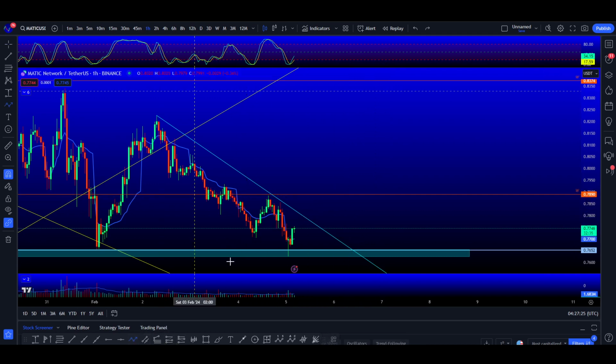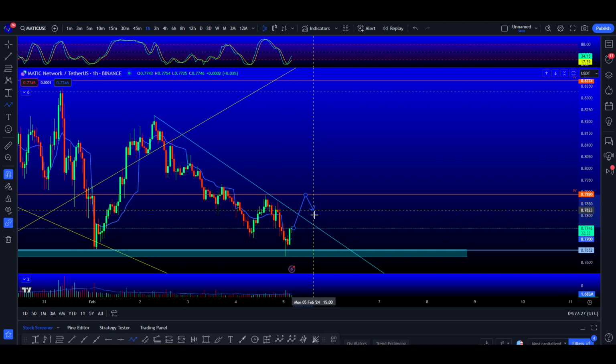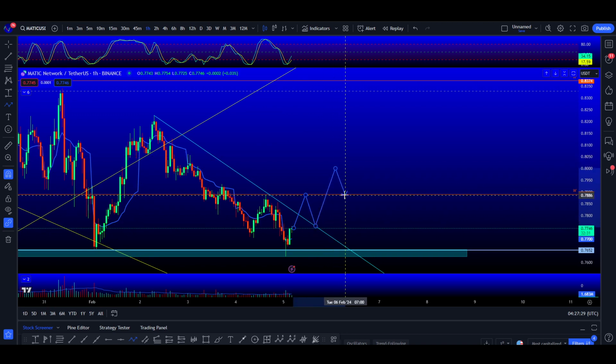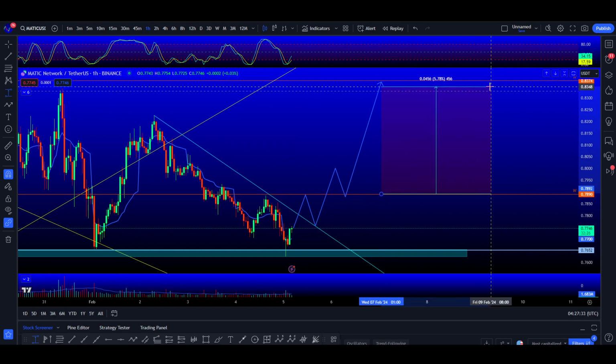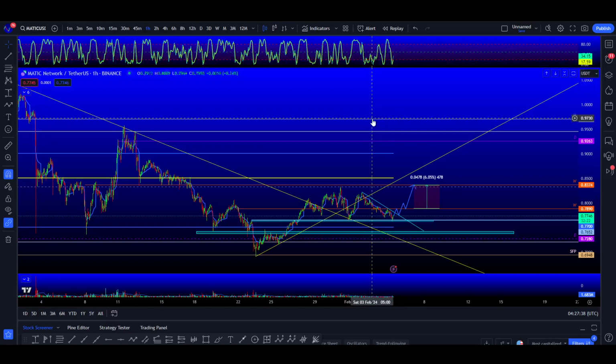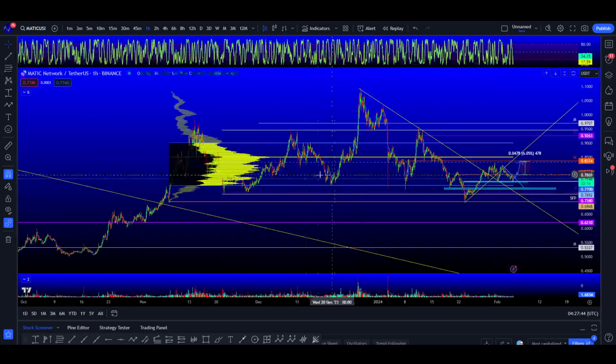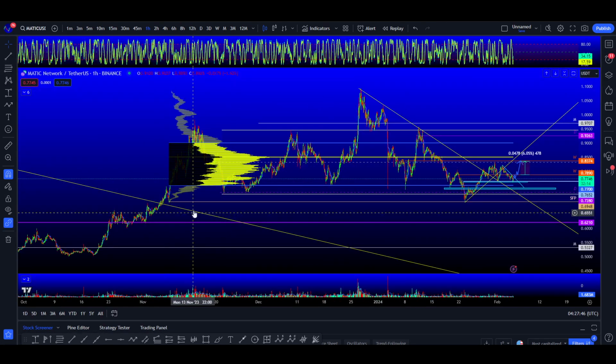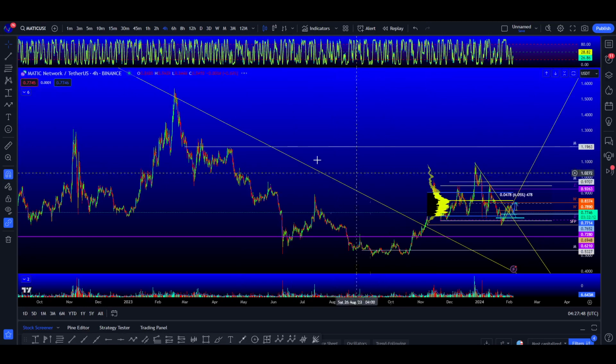then we can expect, let's see, go ahead and redraw this for you a little bit cleaner. Could expect to see a 6% increase in price from here, which would make sense because right above it you do also have the point of control. That's where most of the volume has been traded since the breakout of another trend line, right?